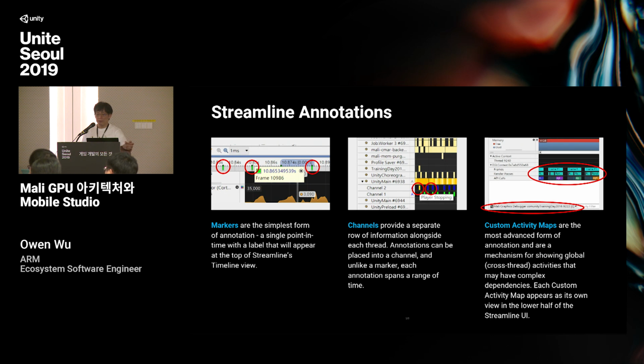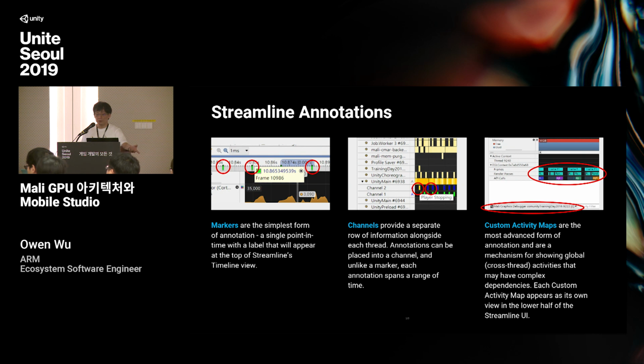And there are three types of annotations. First is the marker, the simplest form of annotation. It is just a single point in time with a label that will appear at the top of the Streamline timeline view, like this one. That's a marker.